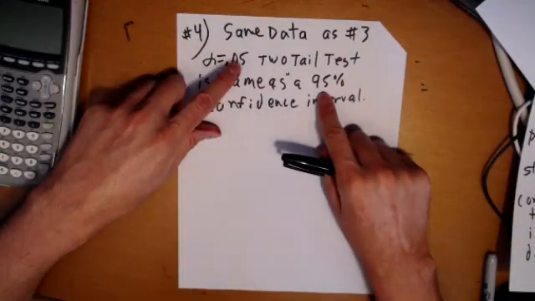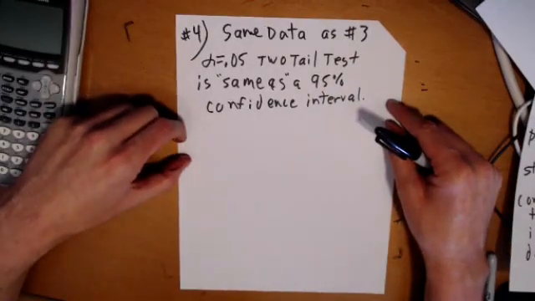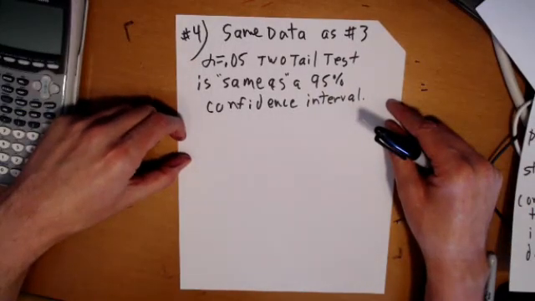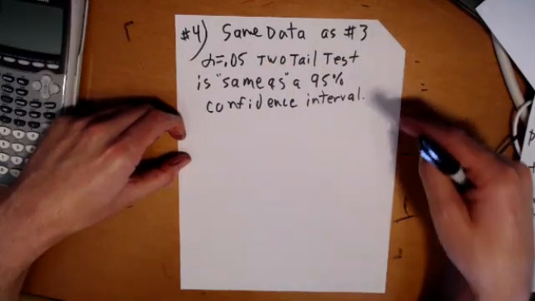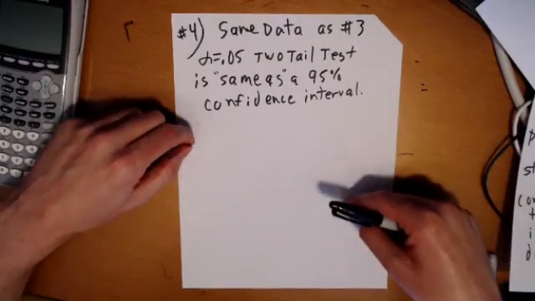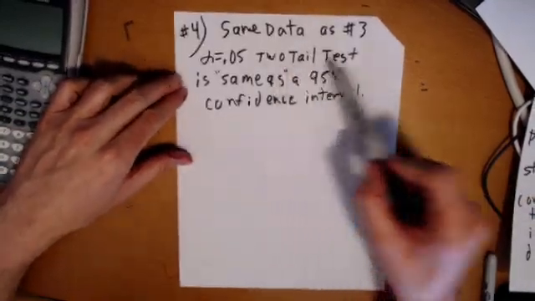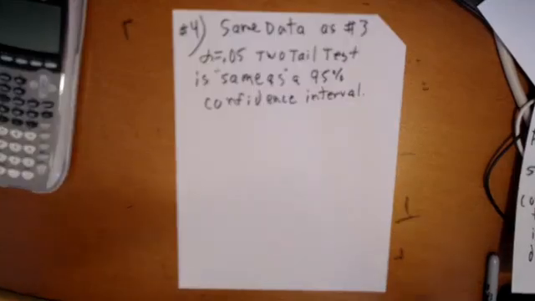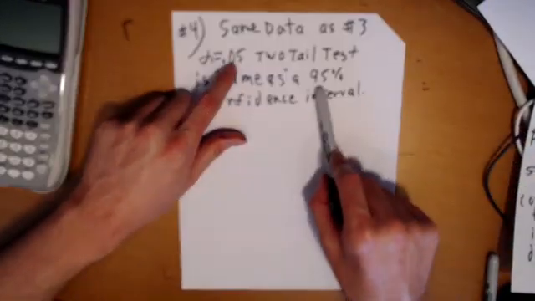See how those two numbers add up to 100%? So if it was alpha 0.10, a two-tailed test would be the same as a 90% confidence interval. They need to add up to 100. If it's not a two-tailed test, there is a shortcut. We'll talk about that later. But for right now, if it's a two-tailed test, just make sure those guys add up to 100.